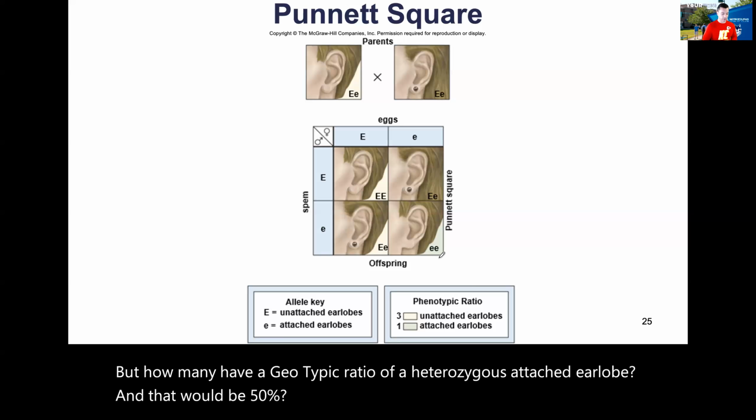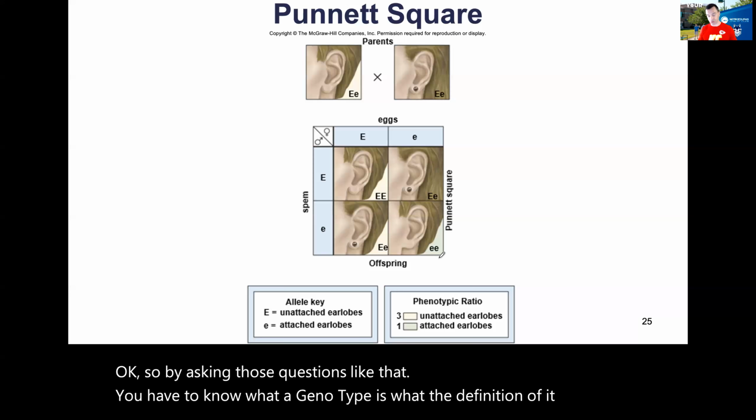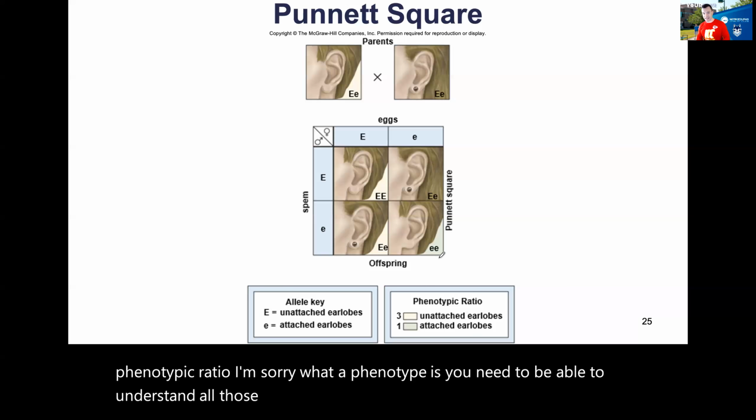So by asking questions like that, you have to know what a genotype is, what the definition of it is, and what a phenotype is. You need to be able to understand all those words. So I could ask it in a question, which is basically applying what you know.